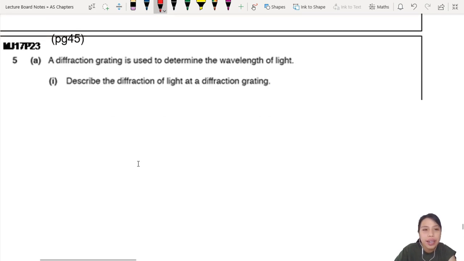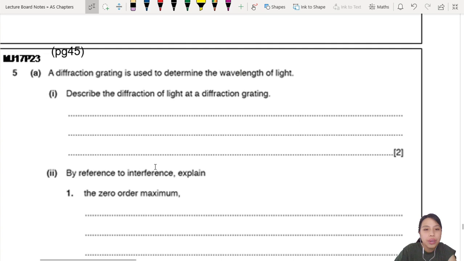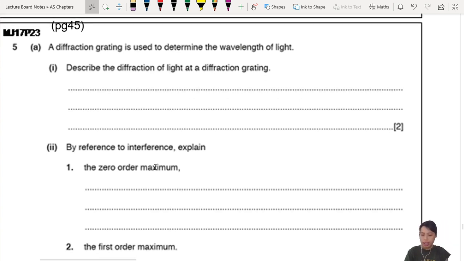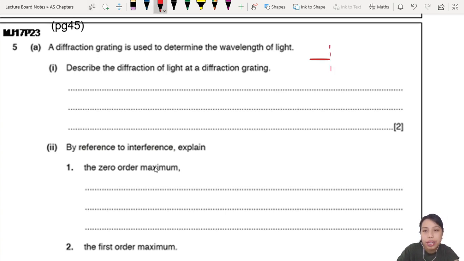Almost there. Page 45 is another one. A lot of describing. This one, you should try it out. It's very similar to the one we just did. Describe pretty much the same thing, so I'm going to skip a few parts. First one, describe the diffraction of light at the grating. Same thing now. You describe the wave going here, spreading out into the geometric shadow. Just go back to the old one and check it out.